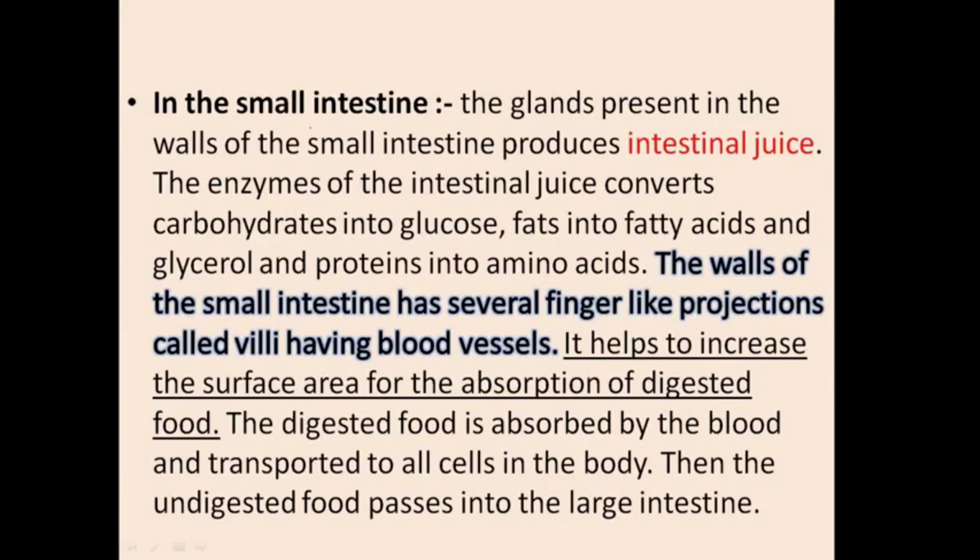In the small intestine, the glands which are present in the walls of the small intestine produce intestinal juice, and the enzymes of this intestinal juice convert carbohydrates into glucose, fats into fatty acids and glycerol, and proteins into amino acids. The walls of the small intestine have several finger-like projections called villi, having blood vessels. They help to increase the surface area for the absorption of digested food, and then the digested food is absorbed by the blood and transported to all the cells in the body, and the undigested food passes into the large intestine.